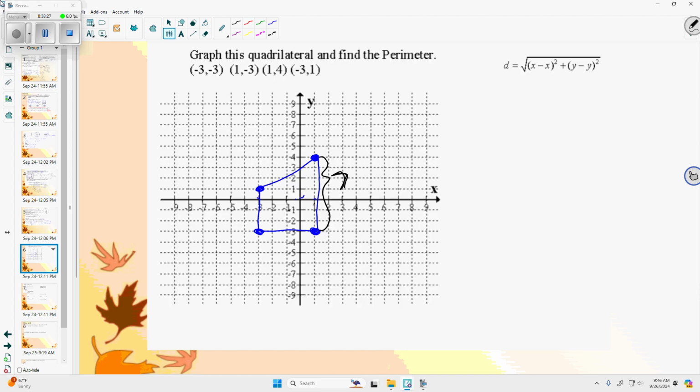Give me another side I can just count. The bottom. How long's that bottom? 4. Okay, one more side I can just count. The left side, how long's that one? Okay, so I've got 4, I've got 4, I've got 7. I can't just count that slanty side though. So I have the distance formula there for you. How do I know which points to put in the distance formula?